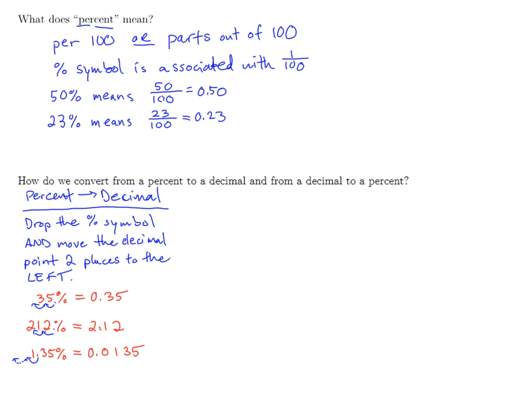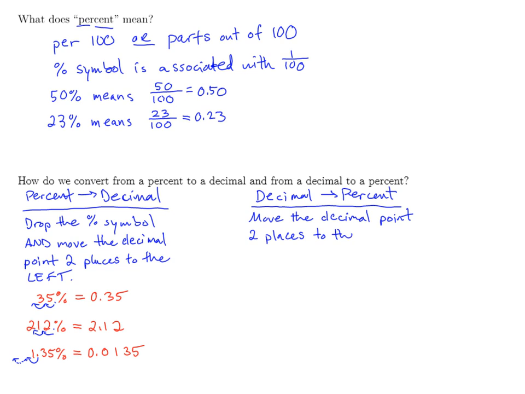Lastly, let's look at converting from a decimal to a percent. This is again helpful when we're doing calculations with percents. So we're going to do the reverse this time. We're going to instead move the decimal point 2 places to the right. So still moving it 2 places, but this time to the right. And we're going to include the percent symbol.